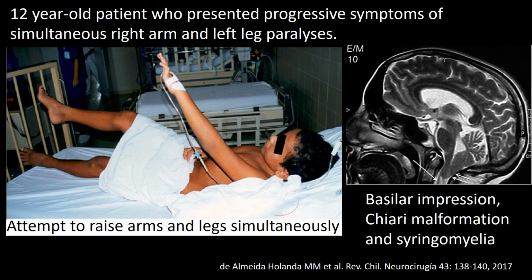Here, the patient is a 12-year-old boy that is attempting to raise both arms and both legs simultaneously. And as you can see, the right arm is weak and so is the left leg. This is called hemiplegia cruciata.